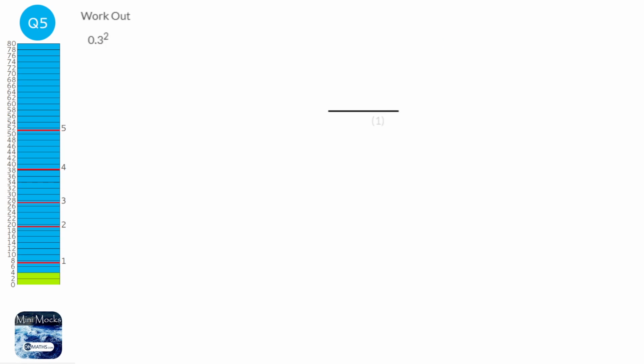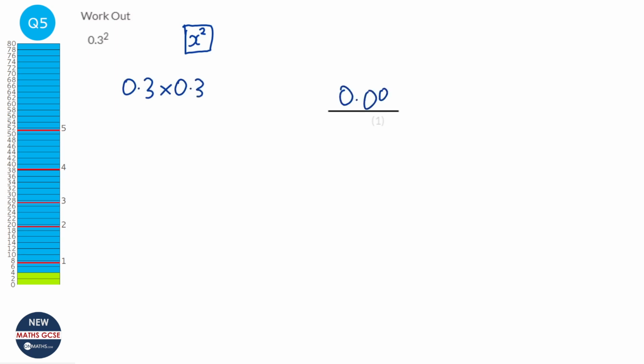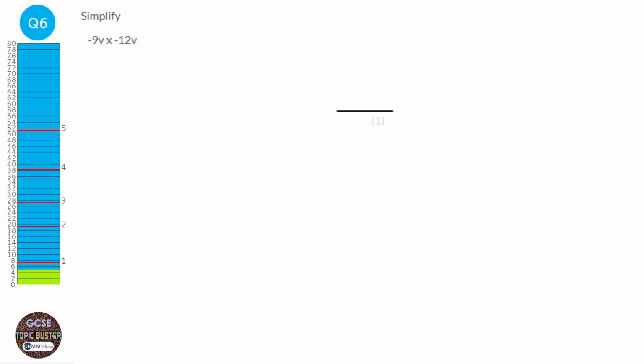And to work this out, we just need to type in 0.3 on the calculator, and then press a button that on most calculators looks like this, and it will just square it for us. If you can't find that button, all you need to do is do 0.3 times 0.3, and that will give you the same answer of 0.09.